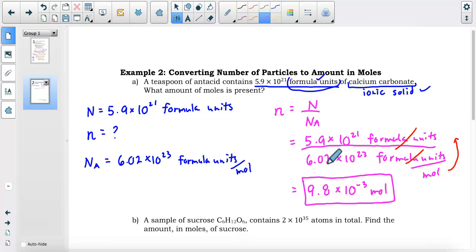So very, very small value. Why are we rounding it to this? If you take a look back here, 5.9 times 10 to the 21 is going to have 2 significant figures. So our answer is also going to be in 2 significant figures.